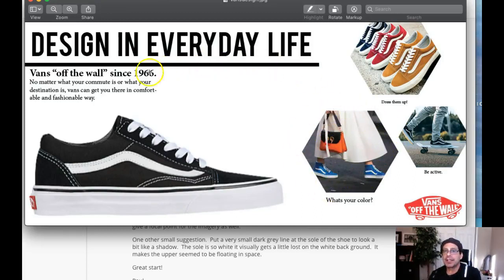Not that there's a connection. There is a small connection. The eyelets are circles. But using circles for your images, Vans are a skate shoe. So circles are the shape of the wheels of a skateboard. So think about that.